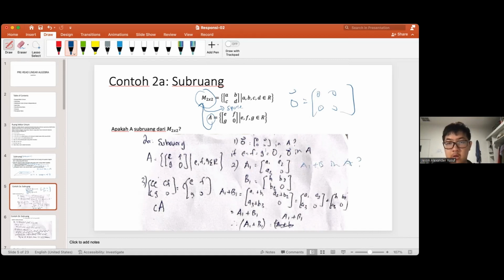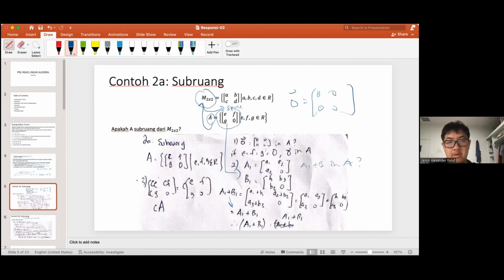So let's say A1 is this and B1 is this. And it must follow this structure. And so we just have to add the two, separate them, and we get this. Hence, condition 2 is fulfilled.